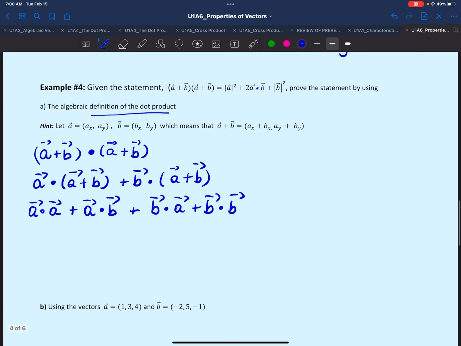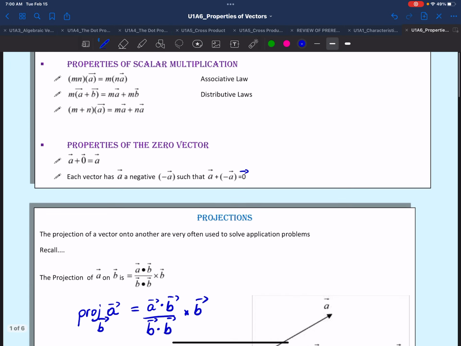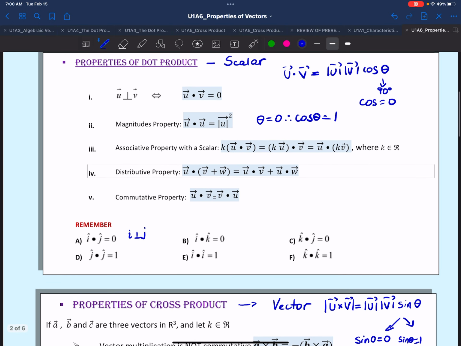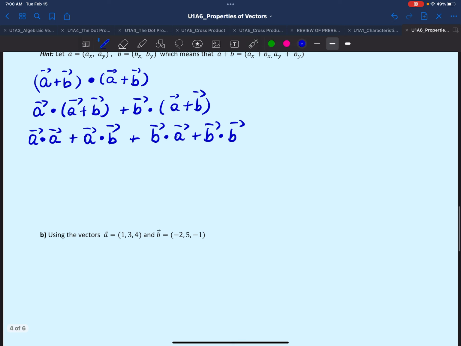Now remember that A dot A, let's look at the property here. That's what we call the magnitudes property. That would be equal to the magnitude of the vector squared. And that's understandable when you look at the angle made between vectors A and A is 0, so cosine of 0 would be equal to 1. Now, when you say A dot B or B dot A, it means the same thing. So we're going to say is 2 A dot B.